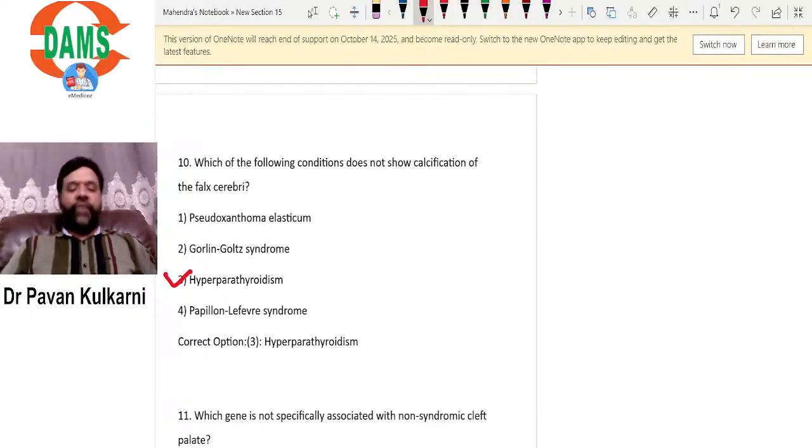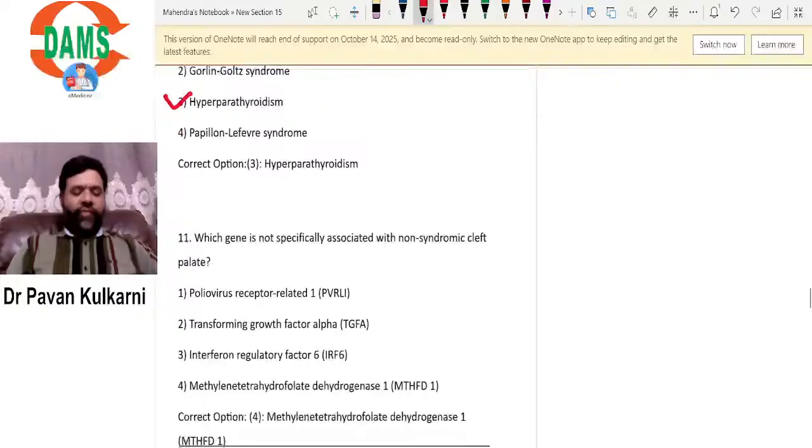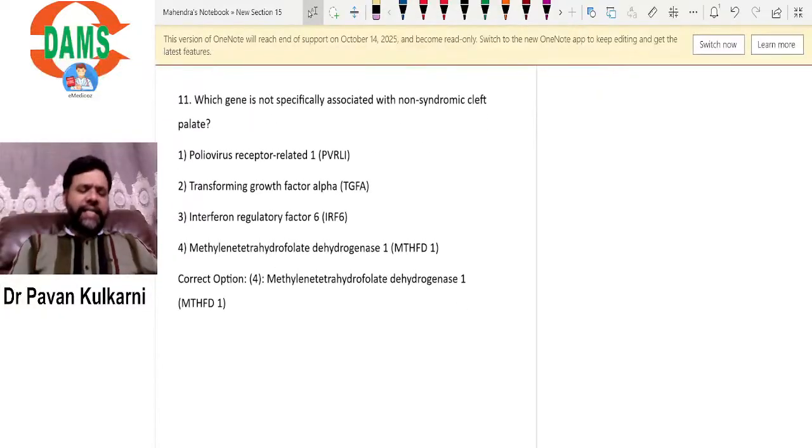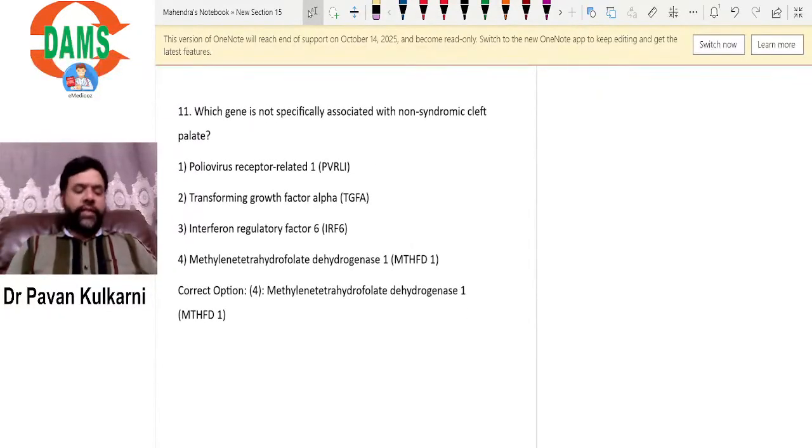So remember, calcification of falx cerebri is seen in three conditions: Gorlin-Goltz syndrome, Pseudoxanthoma elasticum, and Papillon-Lefevre syndrome. What do you see typically in Papillon-Lefevre syndrome? Papillon-Lefevre syndrome will have the aggressive periodontitis. So you have to remember, these are the three conditions where you can see calcification of the falx cerebri. Again, a single liner MCQ. There is nothing much to discuss here.